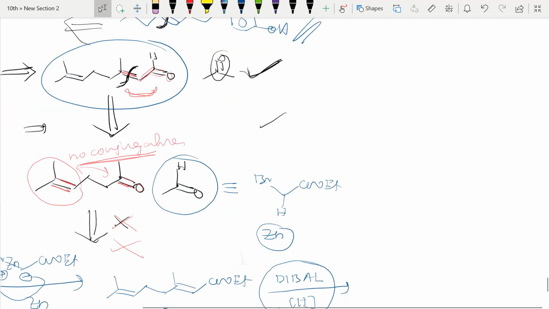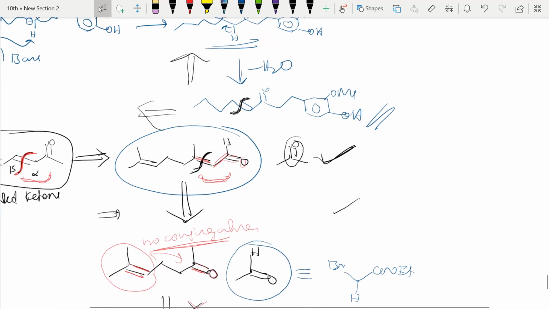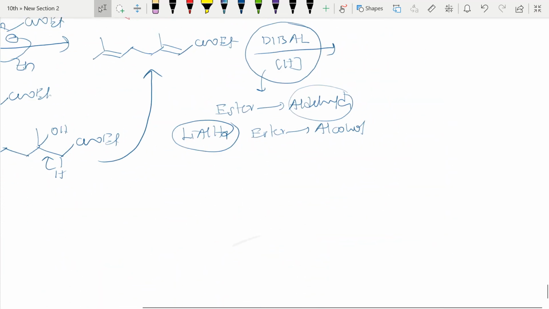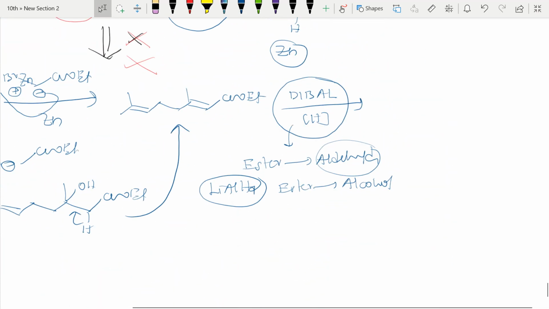See here, in this product, where is it? Yes, here I should get the aldehyde. Here the aldehyde group is there, right? So what will I do? I will add DIBAL. I hope you are getting it. What I am explaining, please note it down along with me, so that you will get to know. So here I will get the aldehyde.